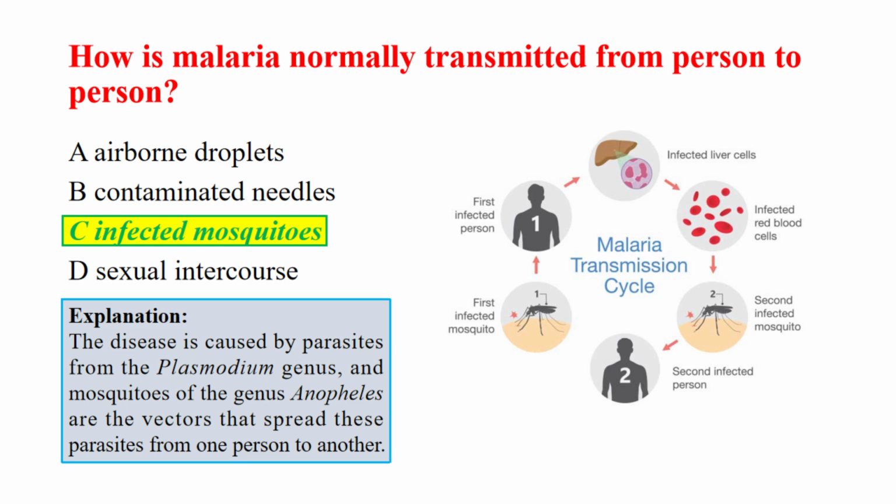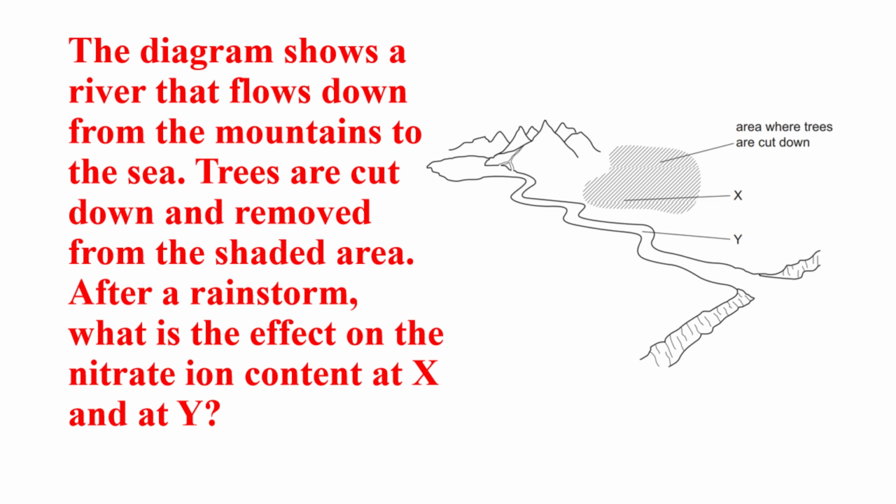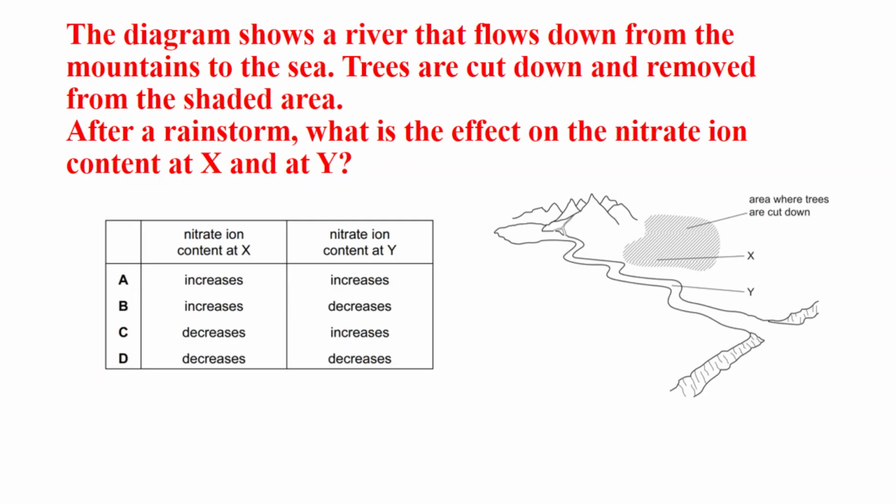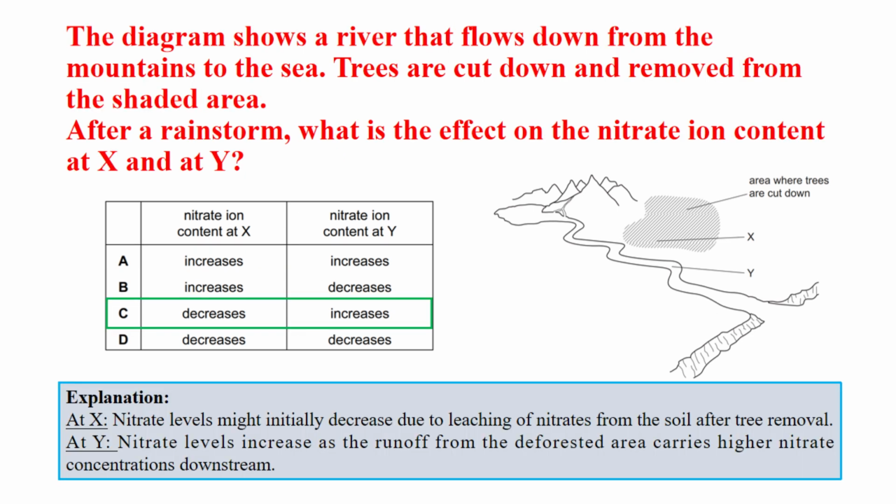In the next question, we're exploring the impact of deforestation on nitrate levels after a rainstorm. The question is, after a rainstorm, what happens to the nitrate ion content at points X and Y, given that trees are cut down in the shaded area? Here are your options. A. Increases at X, increases at Y. B. Increases at X, decreases at Y. C. Decreases at X, increases at Y. D. Decreases at X, decreases at Y. The correct answer is C. Decreases at X, increases at Y.